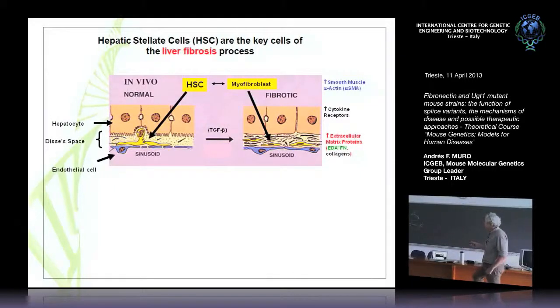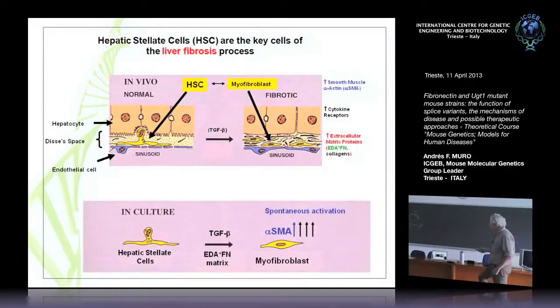Tissue fibrosis is a process in which fibroblasts or hepatic stellate cells or different cell types in the different tissues are converted into myofibroblasts, and then they start to produce high amounts of extracellular matrix proteins, and then the tissue becomes fibrotic, and this is a very important problem. In this process, TGF-beta participates, and also in vitro, it was shown that a peptide containing the EDA plus sequence enhanced the transformation of hepatic stellate cells into myofibroblasts.